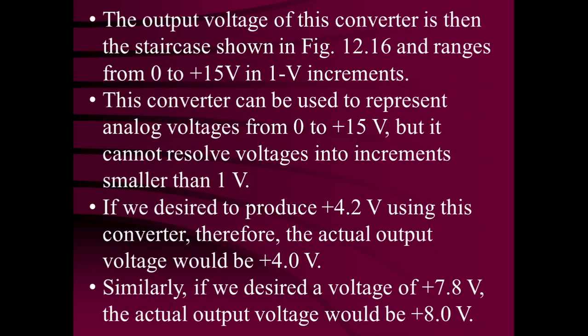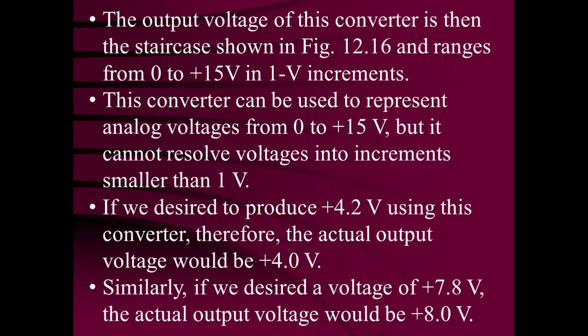The output voltage of this converter is then a staircase, shown in figure 12.16, and the range is from 0 volt to plus 15 volt in 1 volt increments. This converter can be used to represent analog voltage from 0 to plus 15 volt, but it cannot resolve voltages into increments smaller than 1 volt. So, the output voltage is always in the order of 1 volt, 2 volt, 3 volt, 4 volt, etc. But less than 1 volt, it cannot be resolved.